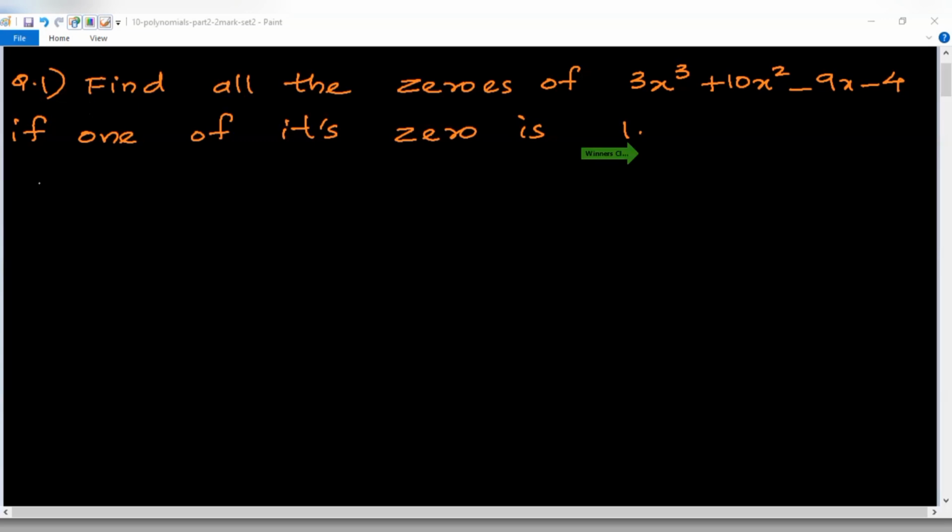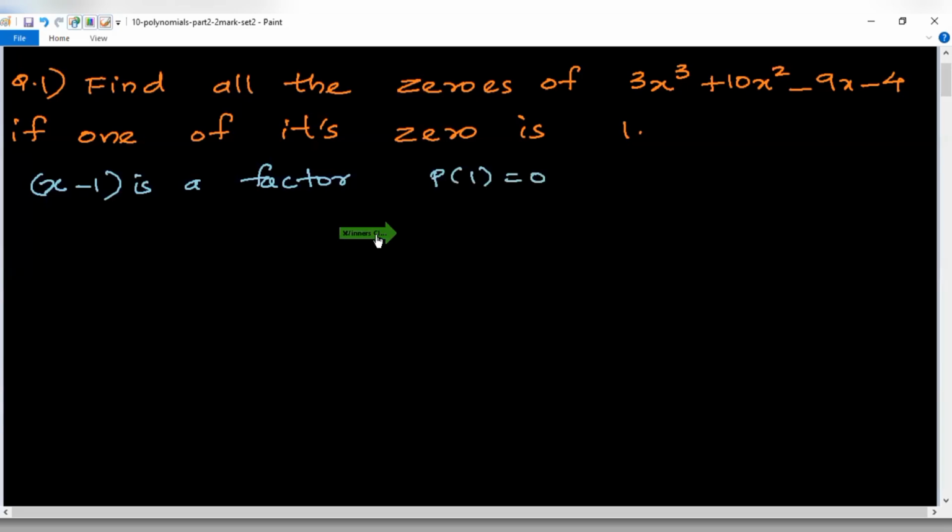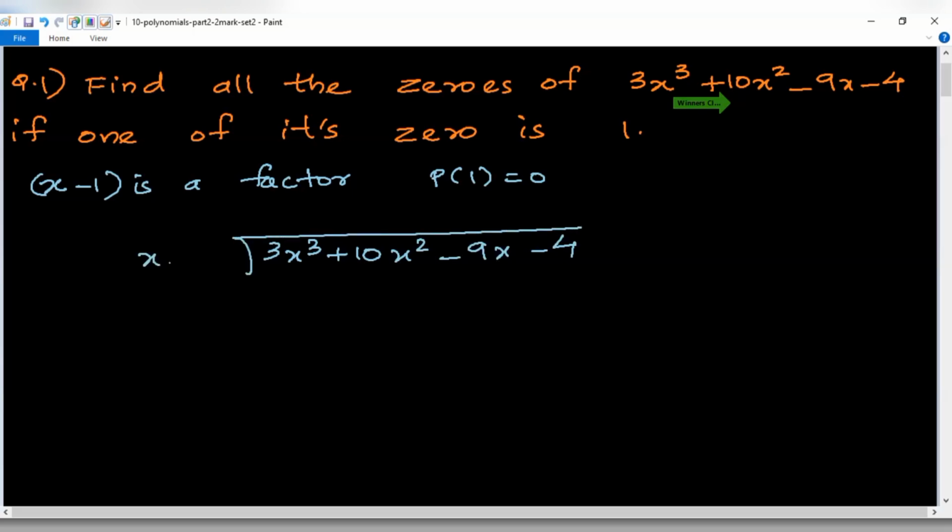So if 1 is a zero, it means x minus 1 is a factor of the given polynomial, right? X minus 1 is a factor means 1 is one of the zeros, or we can say p of 1 equal to 0. Same meaning. Anyways, x minus 1 is a factor. So we can divide the given polynomial 3x cubed plus 10x square minus 9x minus 4 by x minus 1.